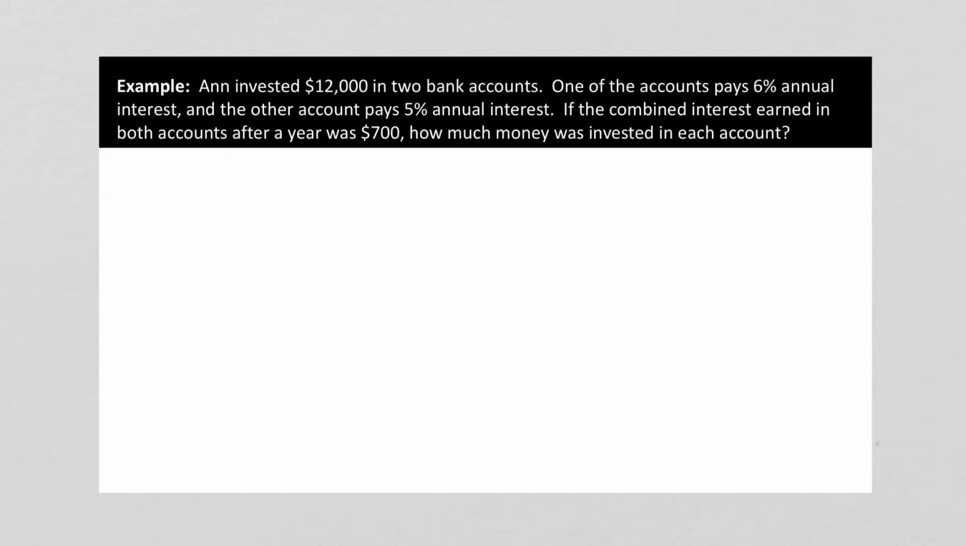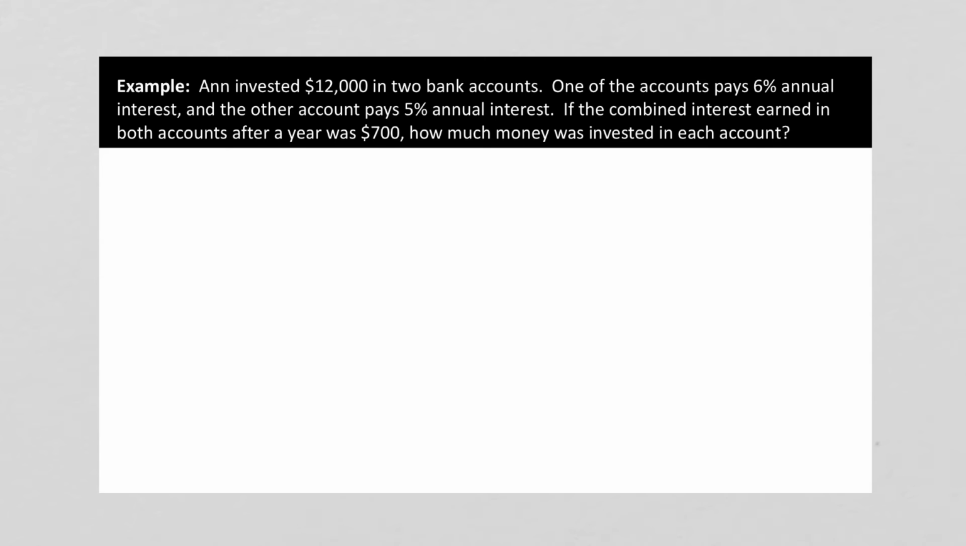The next problem we'll look at, it says Anne invested $12,000 in 2 bank accounts. One of the accounts pays 6% annual interest, and the other account pays 5% annual interest. If the combined interest in both accounts after a year was $700, how much money was invested in each account?